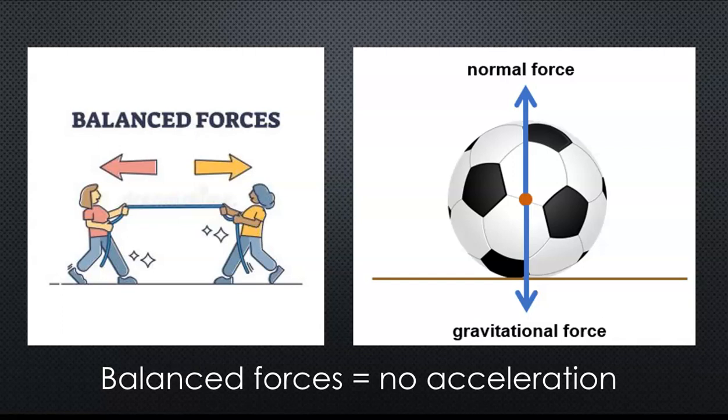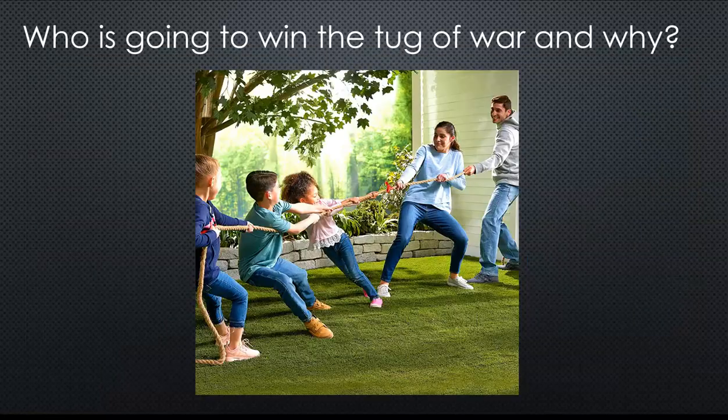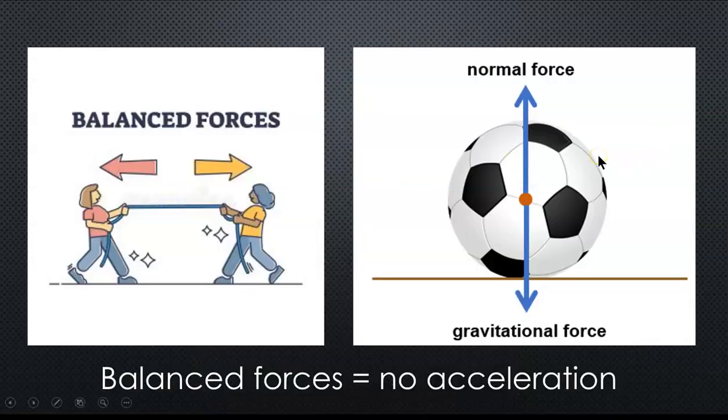Well, what does that mean? Let's review. When we have balanced forces, that means we have the same amount of pull going in this direction as we do in this direction. We have no acceleration. That means nobody goes anywhere. So if we go back to our original picture, if these guys over here are pulling with the same amount of force as these guys over here, then they're going to stay there for a really long time and no one's going to win.